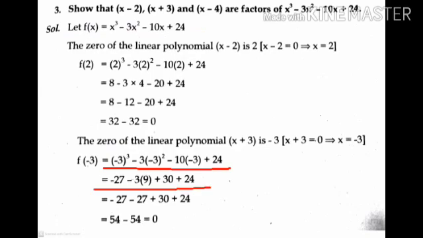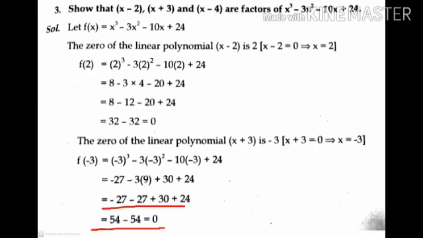That is equal to minus 3 cube means minus 27, minus 3 into minus 3 whole square means 9, minus 10 into minus 3 plus 30 plus 24. That is equal to minus 27, 3 9s are 27, plus 30 plus 24. Next step, minus 27 minus 54 plus 30 plus 24 plus 54. That is equal to 54 minus 54, 0.